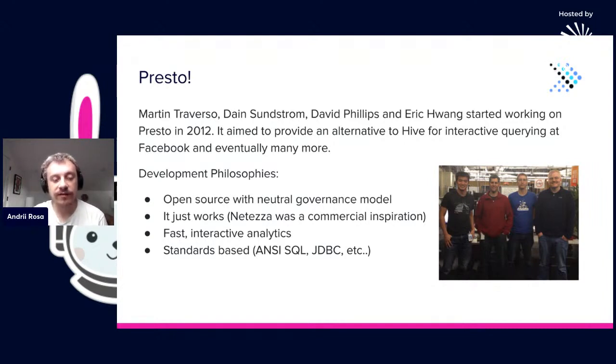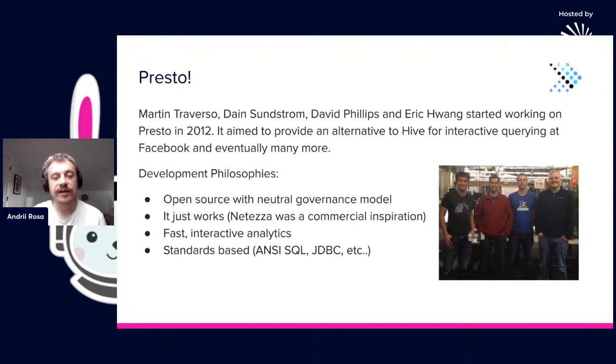So in 2012, Martin, Dain, David, and Eric started working on Presto, also at Facebook, and they aimed to provide an alternative to Hive specifically for interactive querying. One of the key design philosophies they set was strong adherence to open standards, so no HQL or any kind of SQL dialects, but strong adherence to the ANSI SQL standard. The idea was that anybody who knows SQL should be able to use this engine with no additional training or any additional problems.